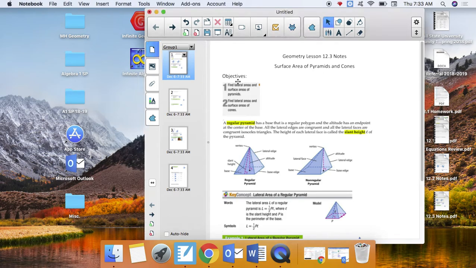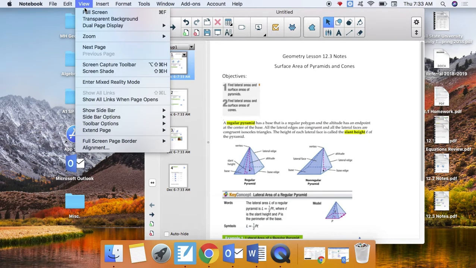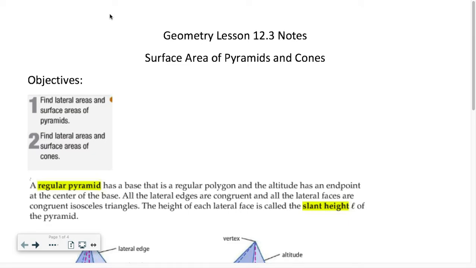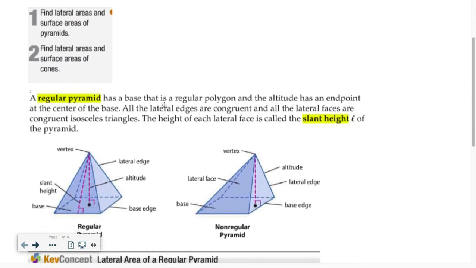Today we're going to be taking a look at 12.3 notes. Our objectives will be to find lateral areas and surface areas of pyramids, as well as with cones. So we'll start here with the definition of a regular pyramid, which has a base that is a regular polygon.